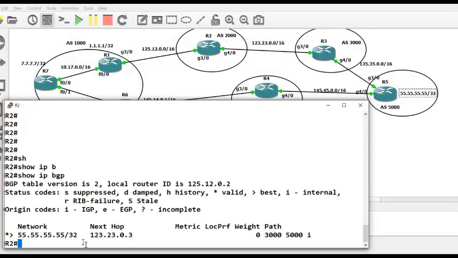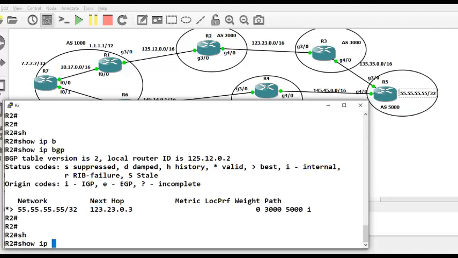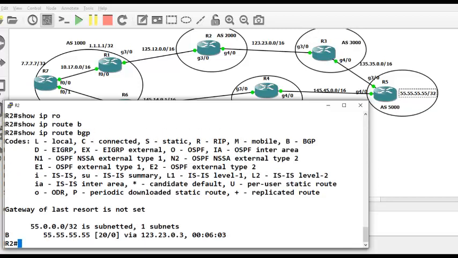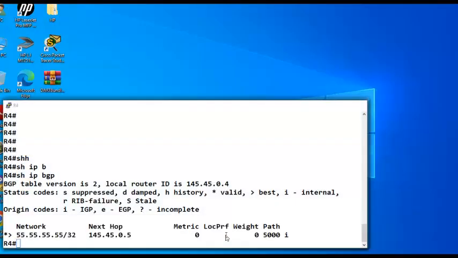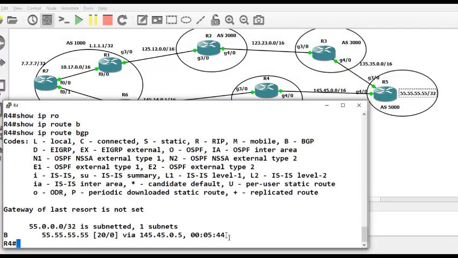Show IP BGP. Router 2 also says, I learned via these two paths. Router 2 says, I learned it from 3000 and 3000 has learned it from 5000. For router 2, this is the next hop, and it appears to be valid and best. Check the routing table, show IP route BGP, you have the route. Likewise, router 4 also should have the route. Show IP route BGP, we have the route.